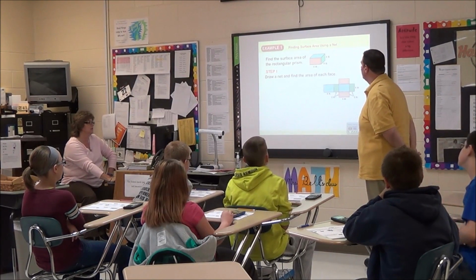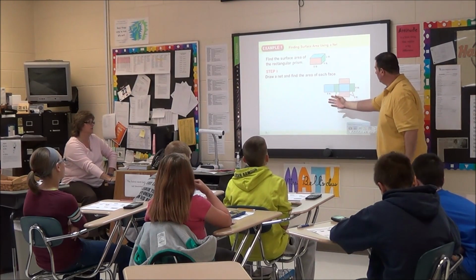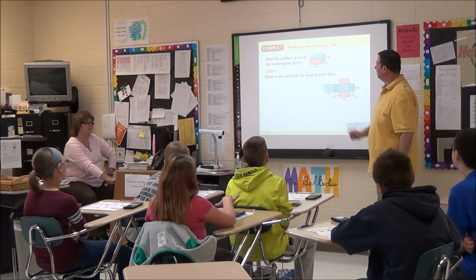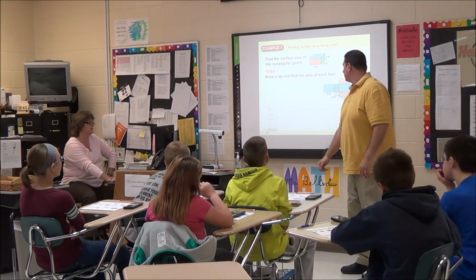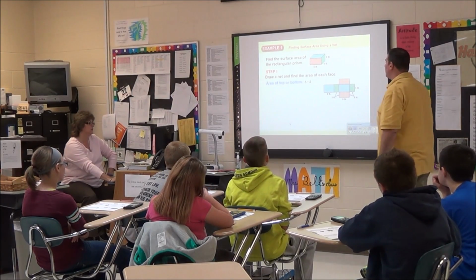Step 1. We draw the net and find the area of each face. Again, we just had the example. 6 sides, correct? Everybody agree with me? Yes. All right. Next step, here's what's telling us what we've got to do. The area of the top and the bottom.